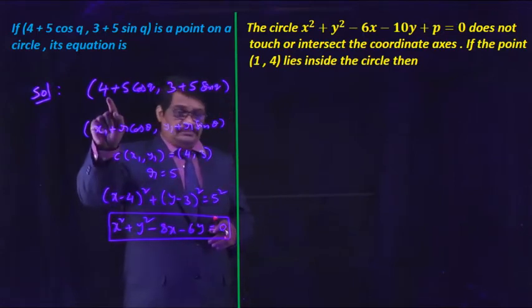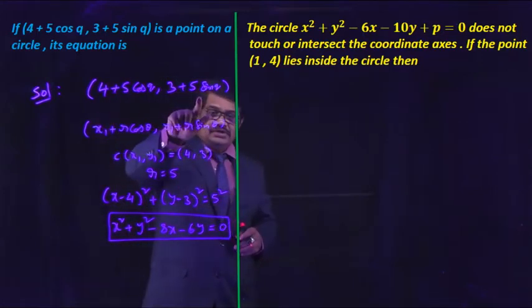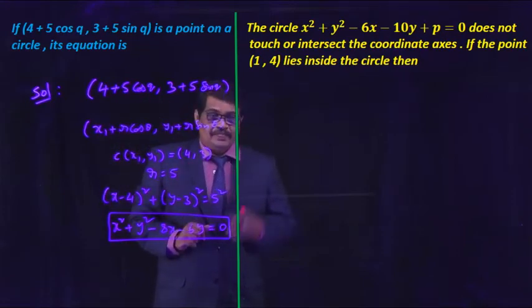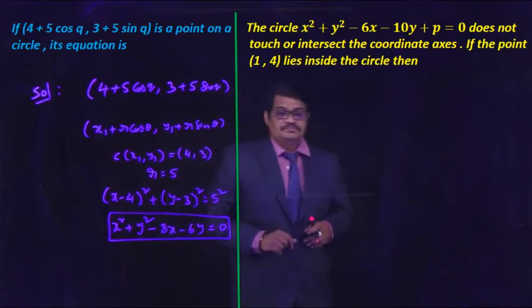These are the parametric equations and this is the parametric point on the circle. Okay, see the next problem.